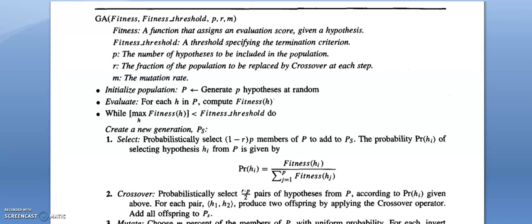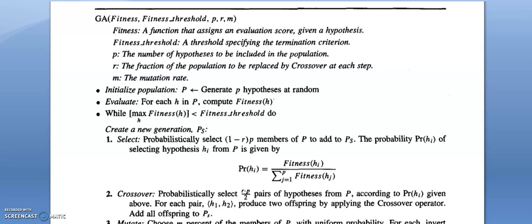Then fitness threshold, it represents the threshold that specifies the convergence or the termination criteria. Then P denotes the number of hypotheses which should be included in the population, that is fixed. We need P hypotheses to be included in the population. And then we have R, the fraction of population which is to be replaced by crossover at each step.